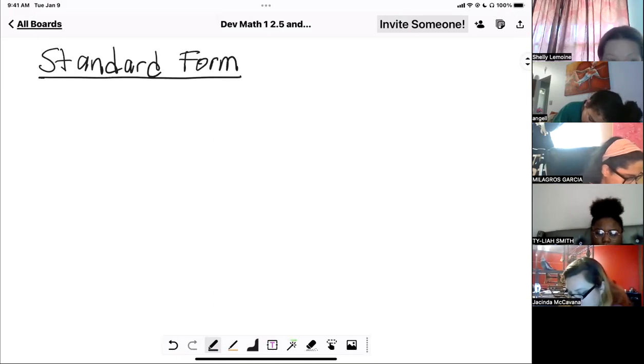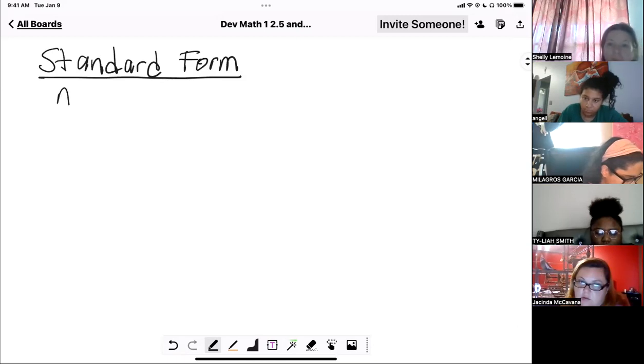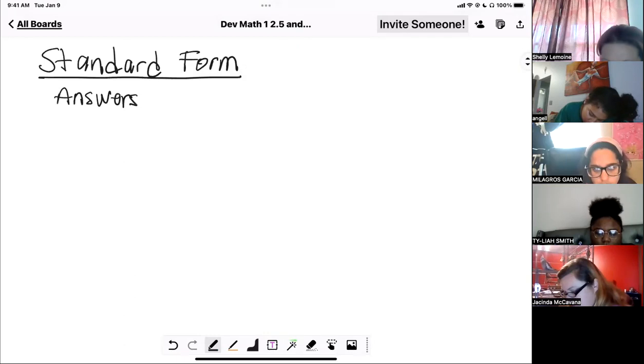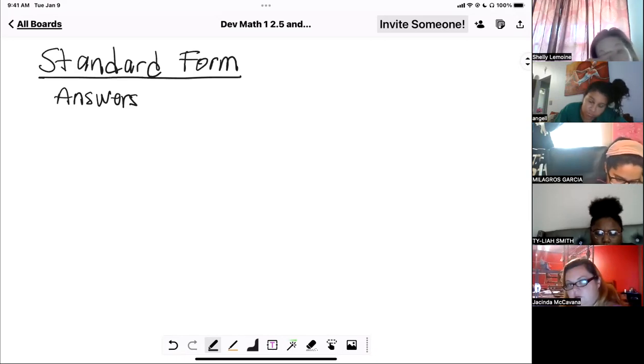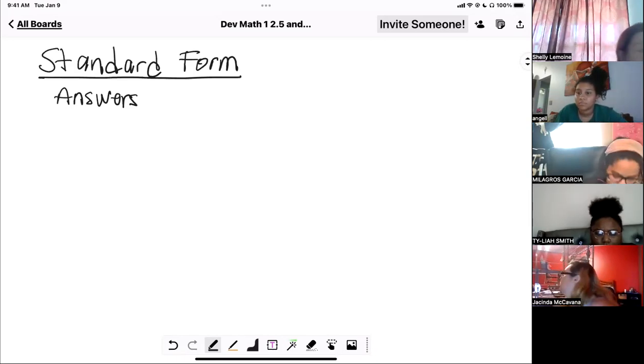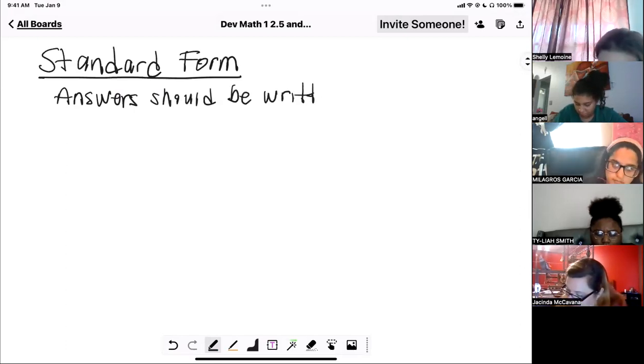When you do algebra, like we just did, combining like terms or anything in algebra, you should always write your answers in standard form. They will not be marked wrong if they're not. But I know where we're going, and I know what you're going to do in development math 2. And if you do this now, you'll be set for where you're going in algebra. Answers should be written in standard form.